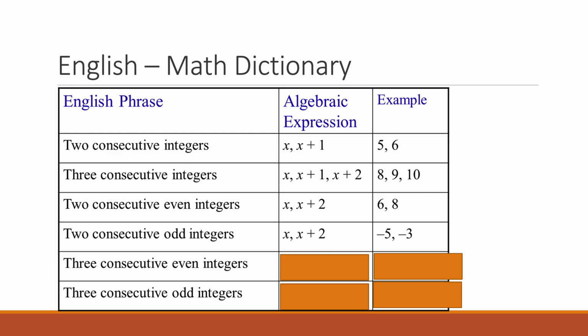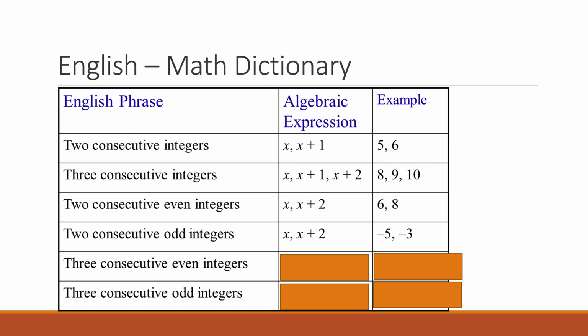So in either case, whether you're doing consecutive even or consecutive odd, you have the number that you start with, the x, and then you skip a number and choose the next one. So that's why you're going up by 2s. Whether consecutive even or consecutive odd, you go up by 2s. All right? And next one up, 3 consecutive even integers.